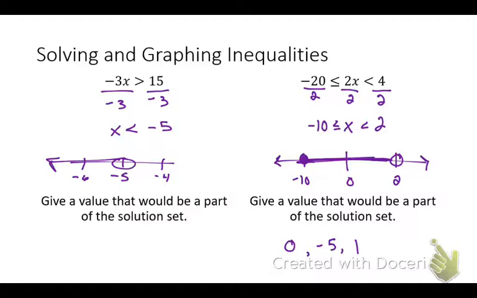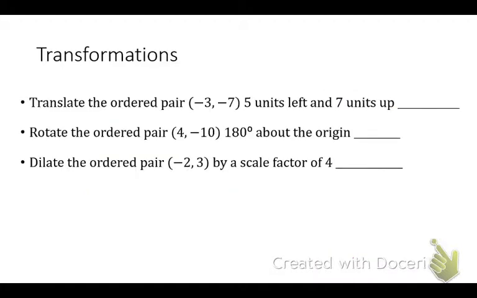All right. Pretty good. Okay, so now we're going to do transformations. You need to translate, rotate, and dilate the ordered pairs. If I give you on your test 90-degree rotation, I will give you the code. If I give you 180-degree rotation, I will not give you the code. You have to know that one. The 180-degree rotation is the easier one, okay? And we'll talk about that in just a minute.